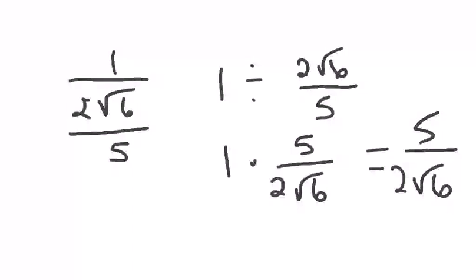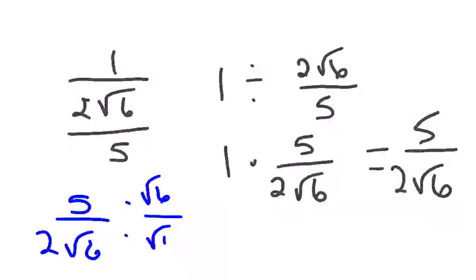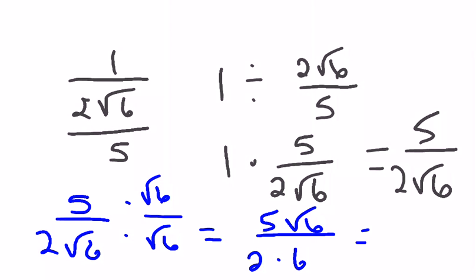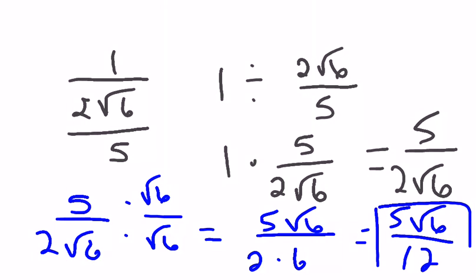But remember, we don't have radicals in the denominator. So we need to take the 5 over 2 square root 6 and multiply top and bottom by the square root of 6 to rationalize our denominator. So now we have 5 square root 6 over 2 times 6, which gives us 5 square root 6 over 12. And so the secant theta is equal to 5 square root 6 over 12.